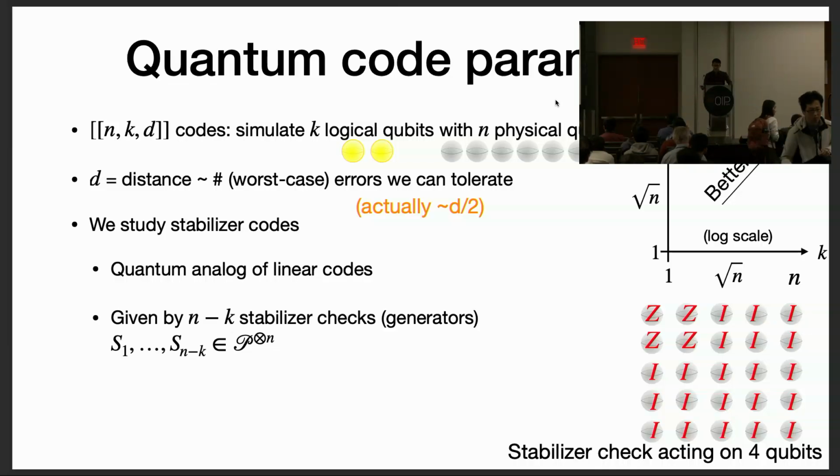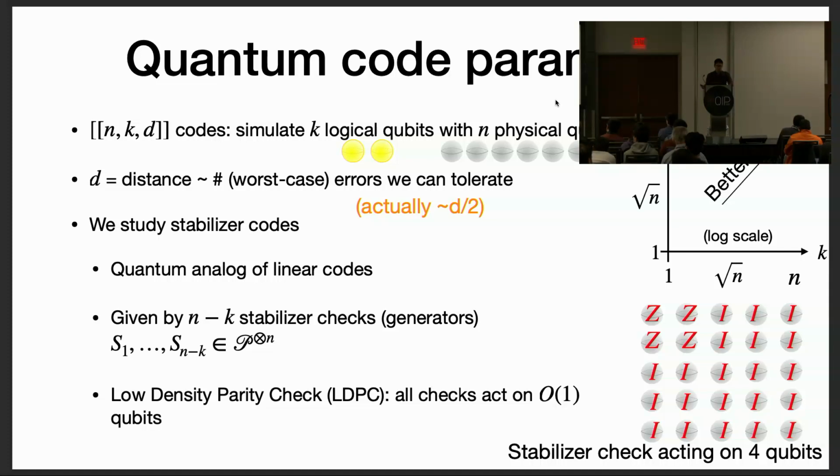In this work, we study stabilizer codes. Our bounds also hold more generally for commuting projector codes. Stabilizer codes are the quantum analog of linear codes. They're given by n minus k stabilizer checks, same n and k. These checks are n-qubit Pauli operators, so they operate on some subset of the n qubits. Here is an example of a stabilizer check acting non-trivially on 4 of the 25 qubits.